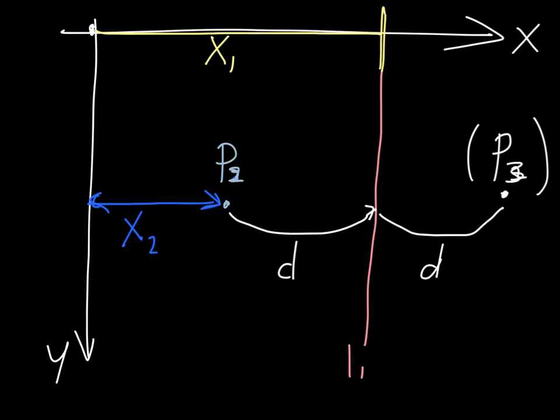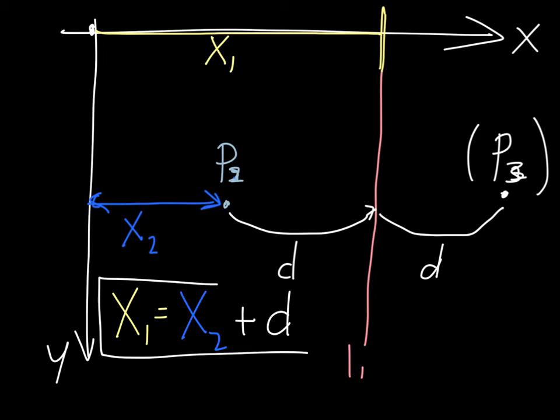The very first thing to note is, what is that distance? Well, look at the yellow, that covers that whole distance, and this length covers only part of it. So wouldn't it be true to say that x1, which is this whole length, equals x2, plus the distance D? Would you agree with that formula? Have a look at the maths on the screen.